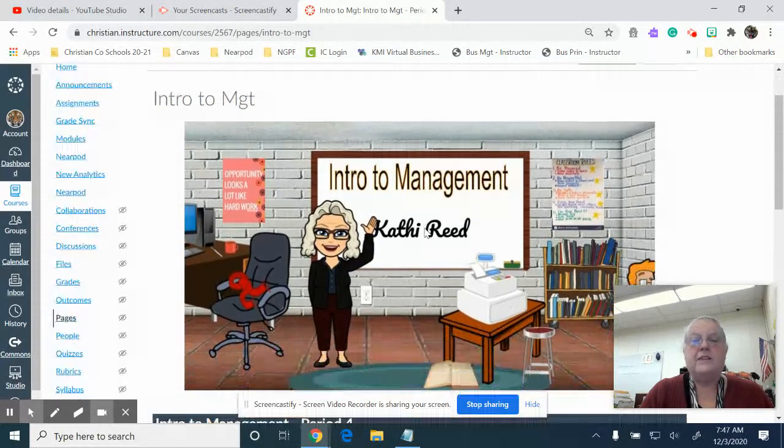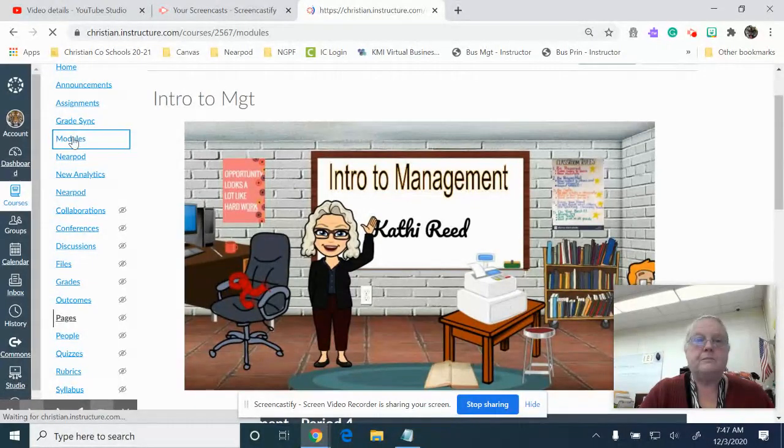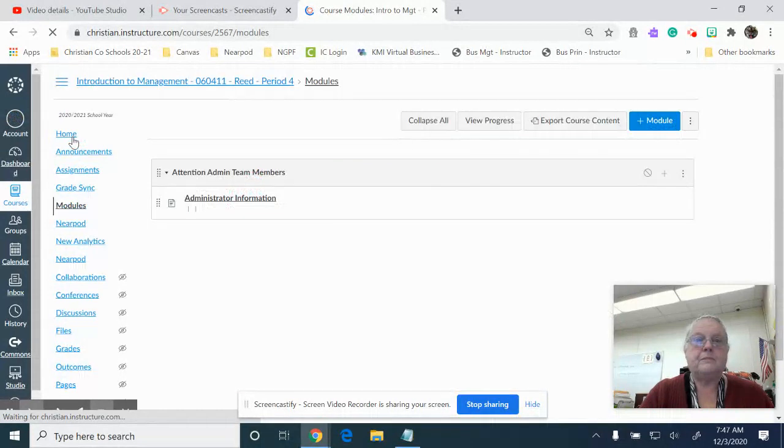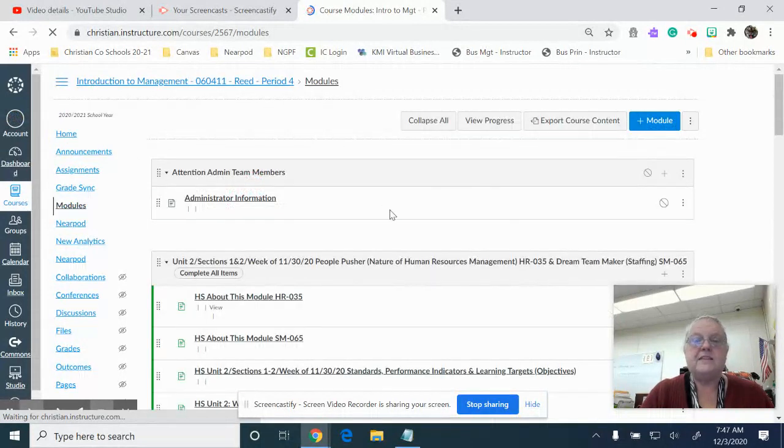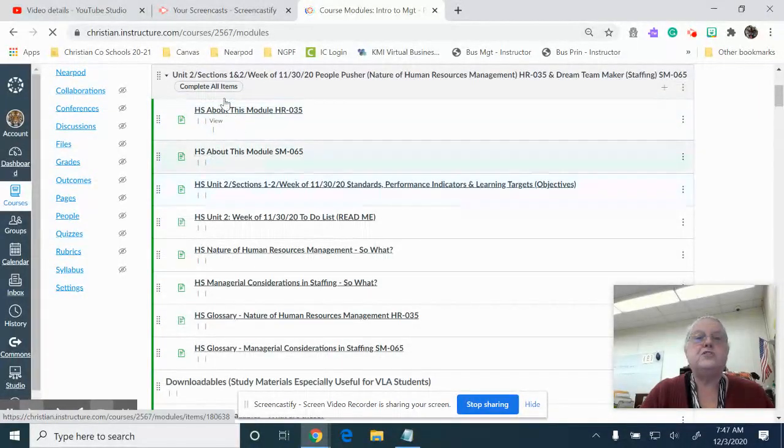What we're working on this week, starting on Monday, I'm going to hop over to the modules. And you can see that we are working in the module Unit 2, Sections 1 and 2 for the week of November the 30th. And we're looking at human resources management and staffing. That'll be our topics for the week.